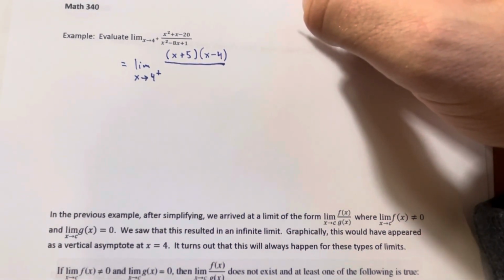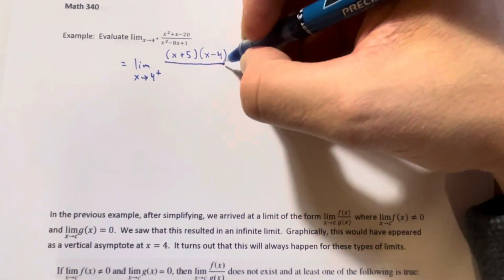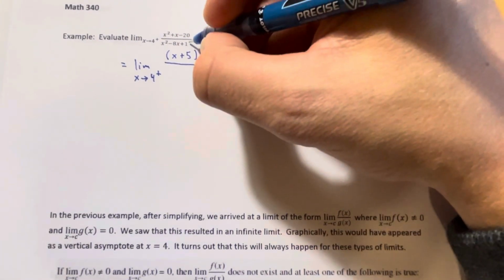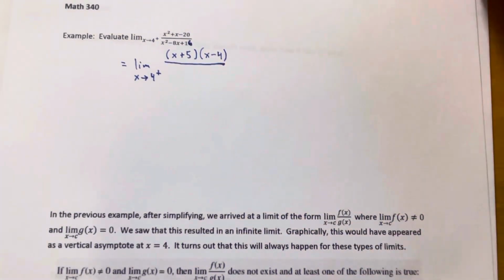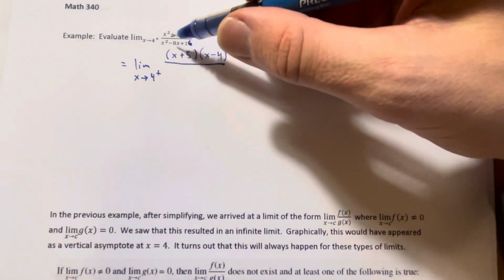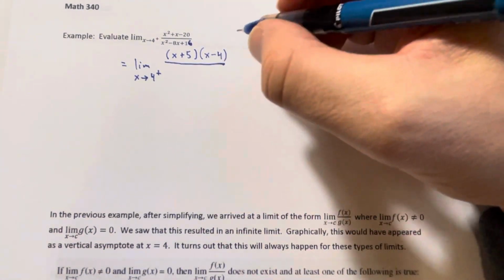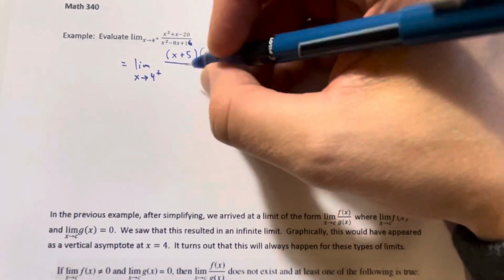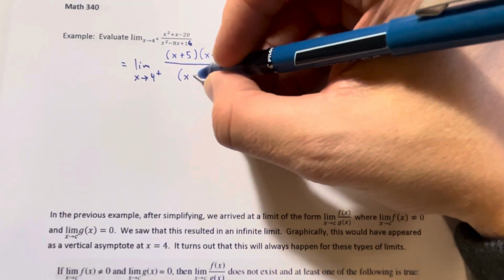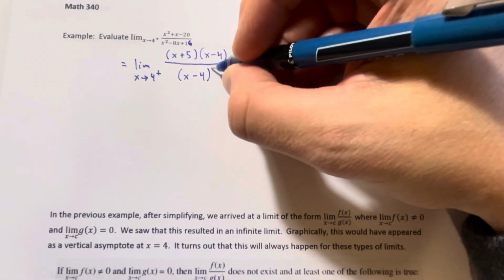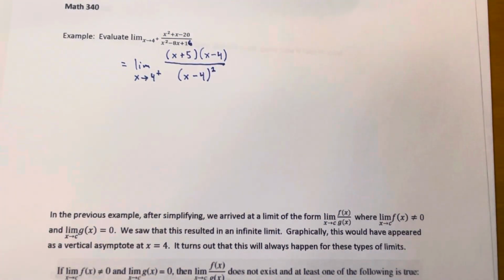I think I might have a typo for this one. Just want to double check here. Yeah, I'm missing a 6. I think that got deleted. This is supposed to be x squared minus 8x plus 16. So I'm just going to write that in. This one is actually a perfect square trinomial. It factors to x minus 4 quantity squared.